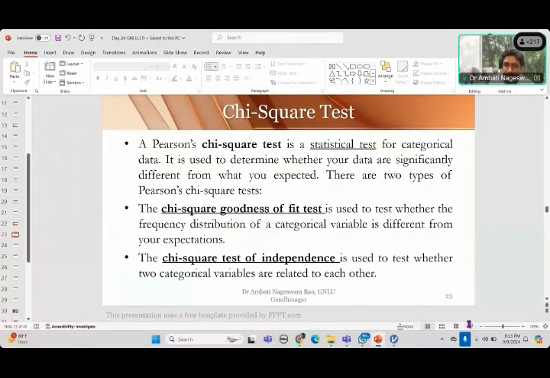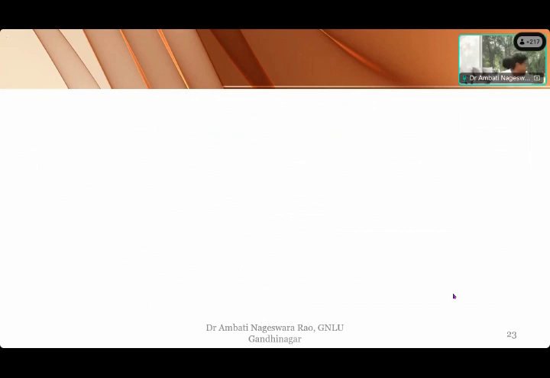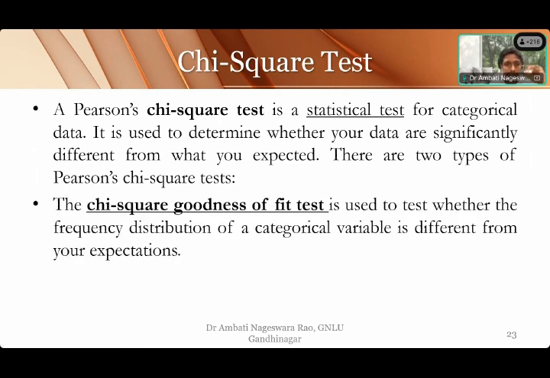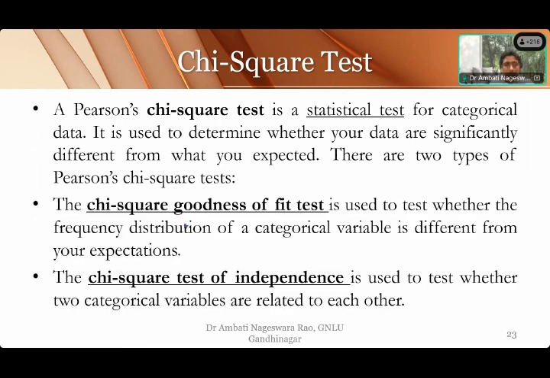Chi-square test. As you can see, there are two types of chi-square test. We conduct a chi-square test whenever we have categorical data, that is, whenever we have nominal data or ordinal data. Within the chi-square test, we have two types of tests. As a part of this particular workshop, I'm going to talk about the chi-square test of independence.